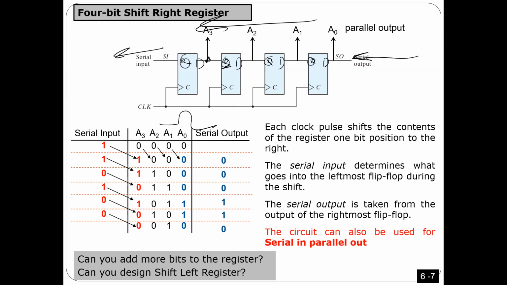Here you have the input in D, and the input is going to come to here. What was here is going to jump to here, what was here jumps to here. You got what I'm saying? So every bit is going to be shifted one step to the left.